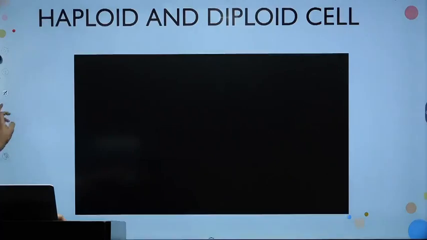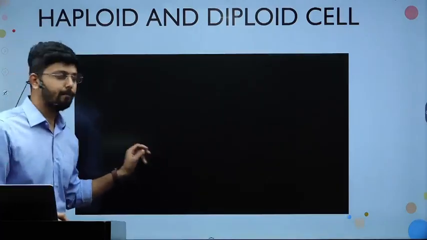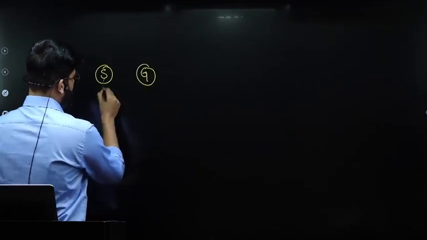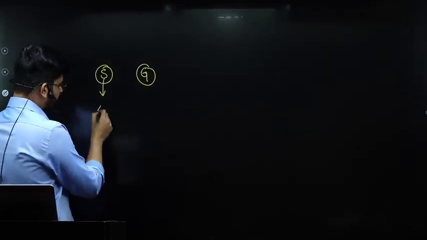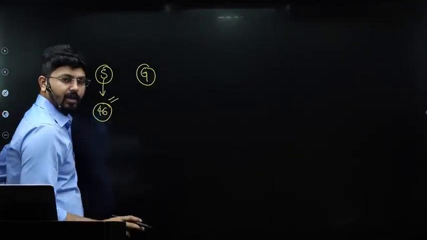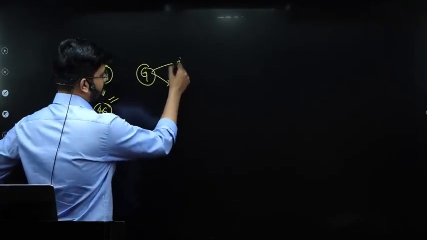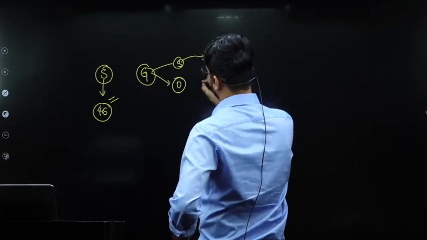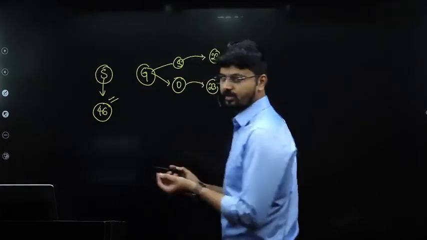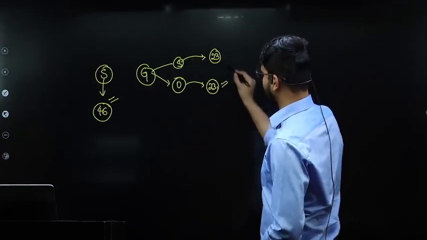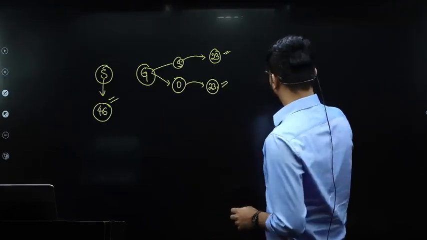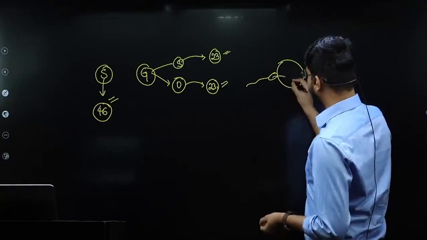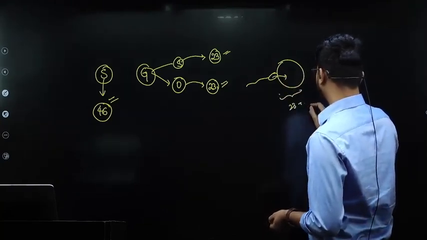Just watch this video of haploid and diploid cells. I have told you about somatic and germ cells. Now we have seen our human body consists of 46 chromosomes in all the cells, but sperms and ova, which are produced as gametes, will have only 23 chromosomes in them. Why? Because sperm and ova will fuse with each other, then 23 will combine and give rise to 46.